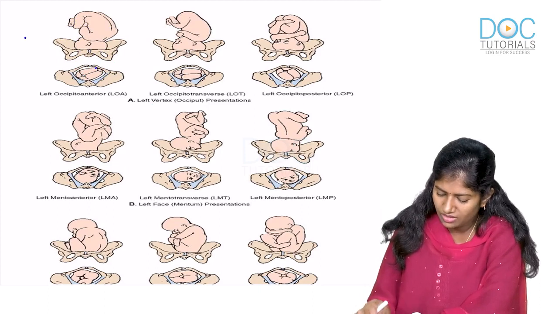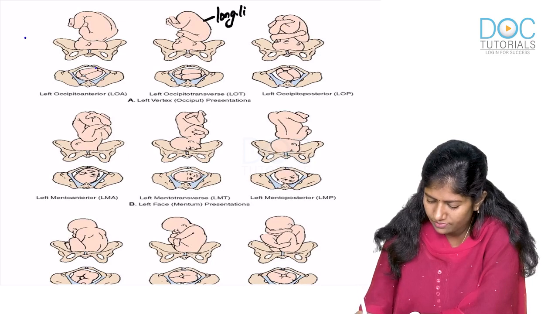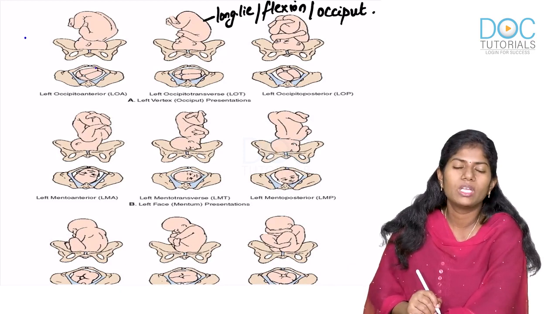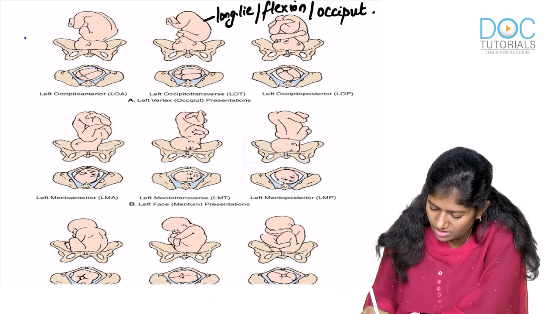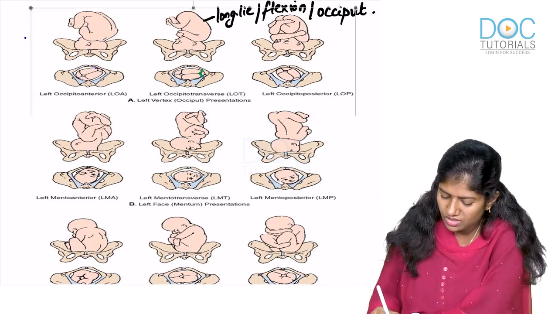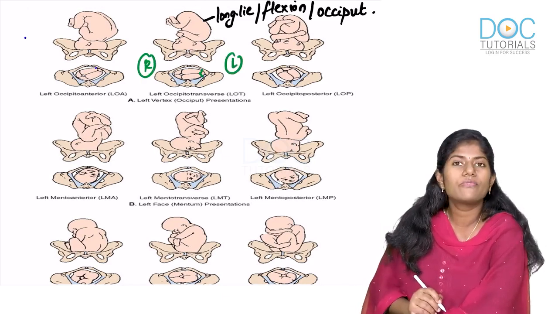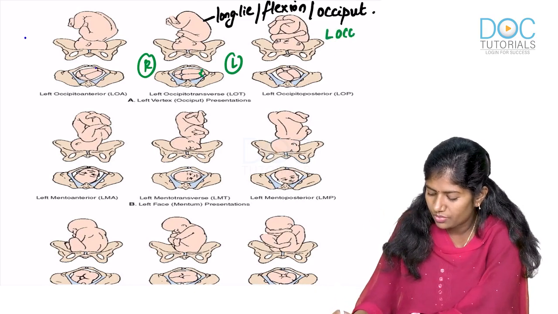Just look at this one. Here it is longitudinal lie, flexion attitude. So, occiput is the denominator. Now, right, left, anterior, posterior, that's what I have to decide. See, here is the posterior fontanelle. This is right of the patient. This is left of the patient. So, the posterior fontanelle is to the left. That means occiput is to the left. So, now I know it is left occiput.